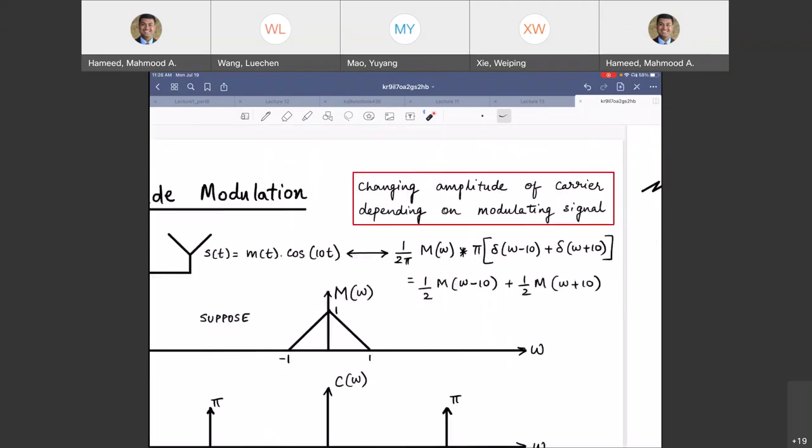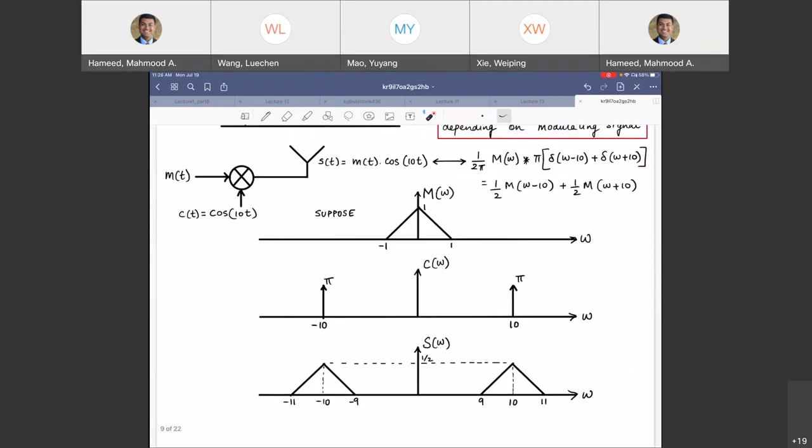Let's view this by taking a look at all the Fourier transforms. So we are assuming that our message signal is a sinc squared signal. M of omega then is assumed to be a triangle. And we are convolving in frequency M of omega with a cosine signal. So cosine, the Fourier transform, is two impulses with a weight of pi at plus 10 and minus 10. And when you convolve them, this guy moves here, giving you this, and this guy moves here, giving you that.